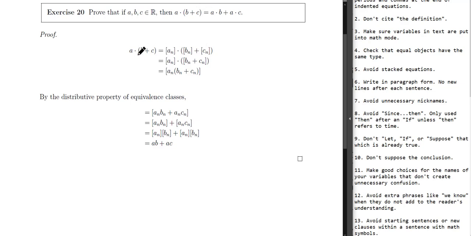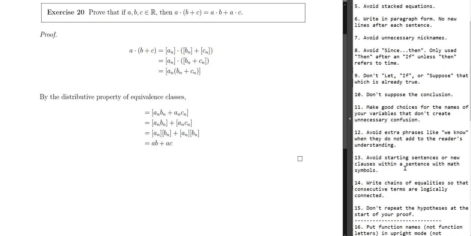All right, we're starting from A times (B + C), and of course we want to end up at AB + AC, so that's good. What's not good is we haven't started with any words, right? We had this rule that we weren't going to start sentences or new clauses within a sentence with math symbols. Well, this is like starting the entire paragraph, even the entire solution, with a math symbol. So we need some words, even if it's just as simple as "we have." Something like that is fine, but we need some words at the beginning.